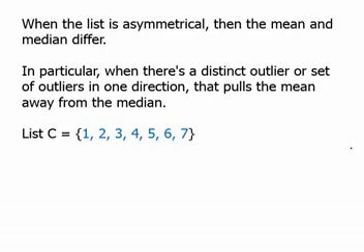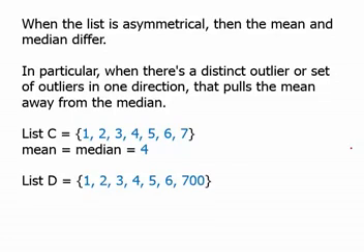And so here we have a symmetrical list. Mean equals median equals 4. Now if we take that last number and make it much, much higher, well, the median is still exactly the same, but now the mean is going to be much, much higher than 4.